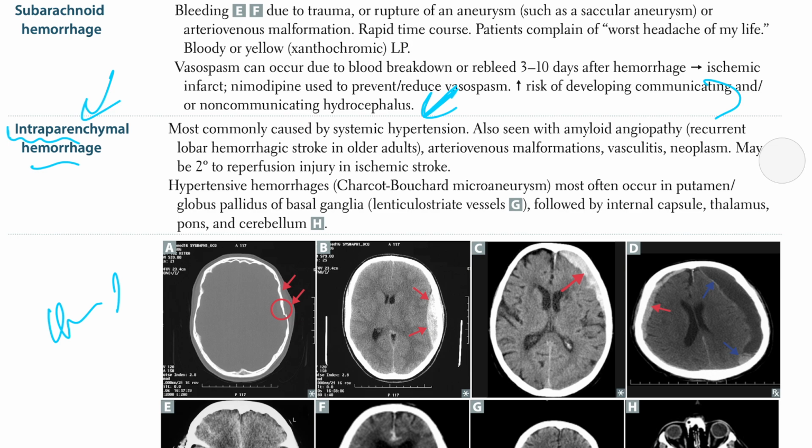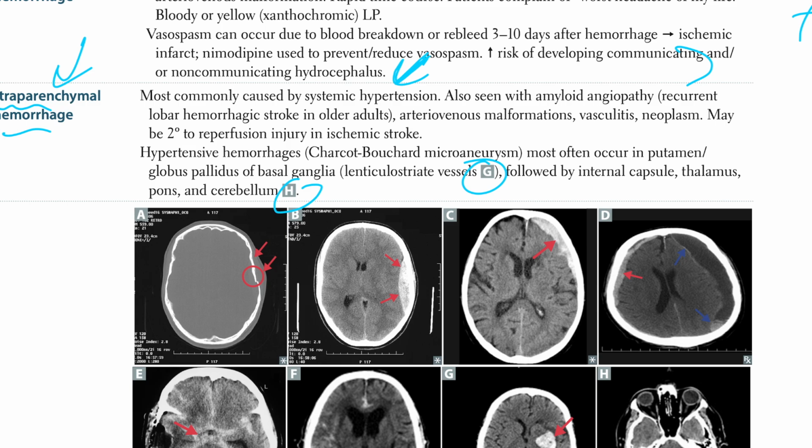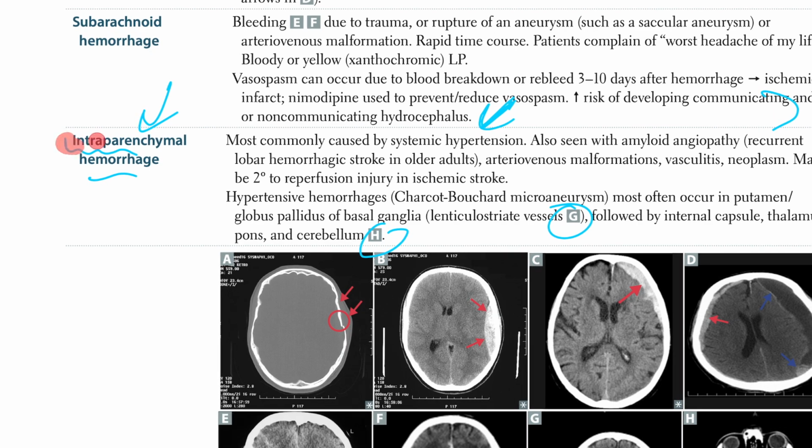So think about it this way. You have putamen, globus pallidus of the basal ganglia, and then internal capsule, thalamus, pons, cerebellum. These are all deep structures of the brain. Let's take a look at pictures G and H. Here is the deep structure of the brain. In the deep brain, lenticulostriate arteries are supplying this area, and hemorrhage there is going to happen, with H showing the cerebellum, a deep structure.